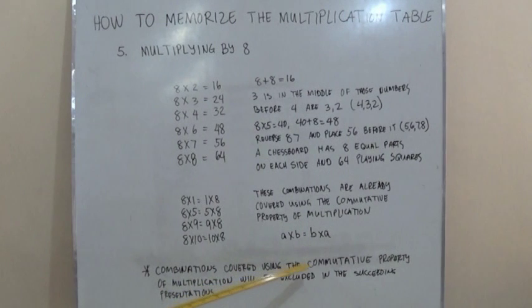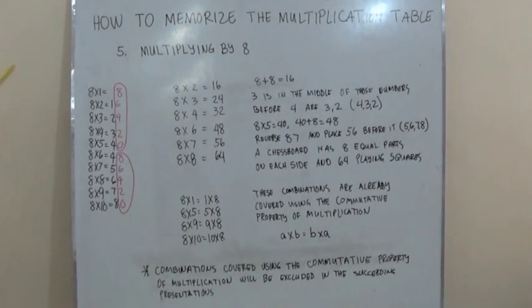Combinations covered using the commutative property of multiplication will be excluded in the succeeding presentation. So when we go to 7, 6, 4, 3, and 2, we will already exclude those combinations which we have already covered by using the commutative property of multiplication. Just like here, wherein we no longer discuss these combinations because they are already covered in the previous lessons.